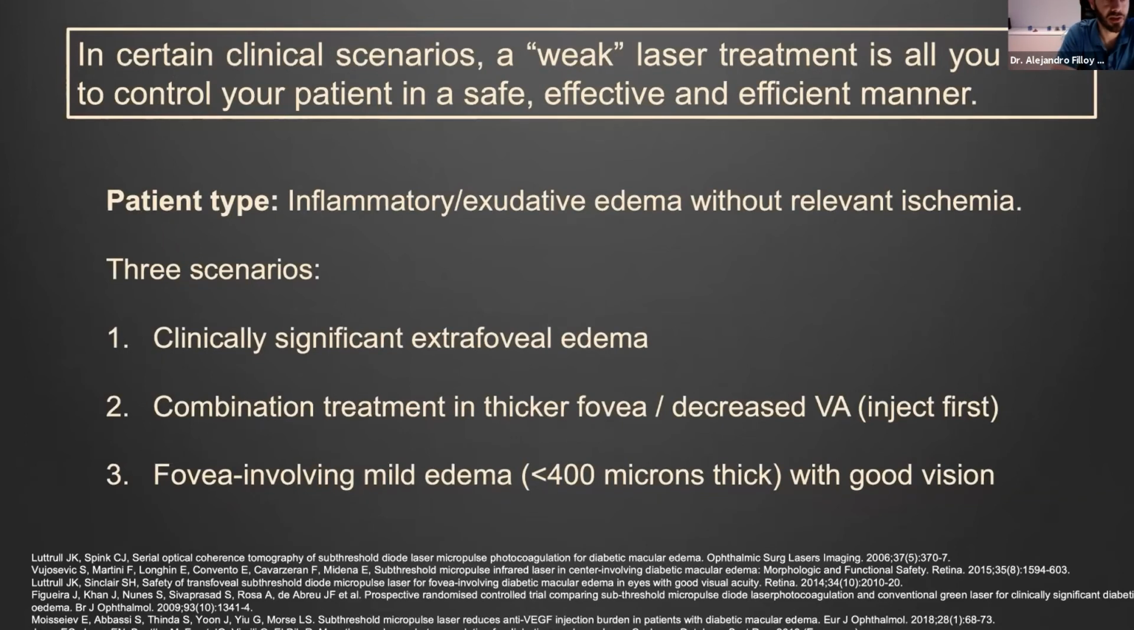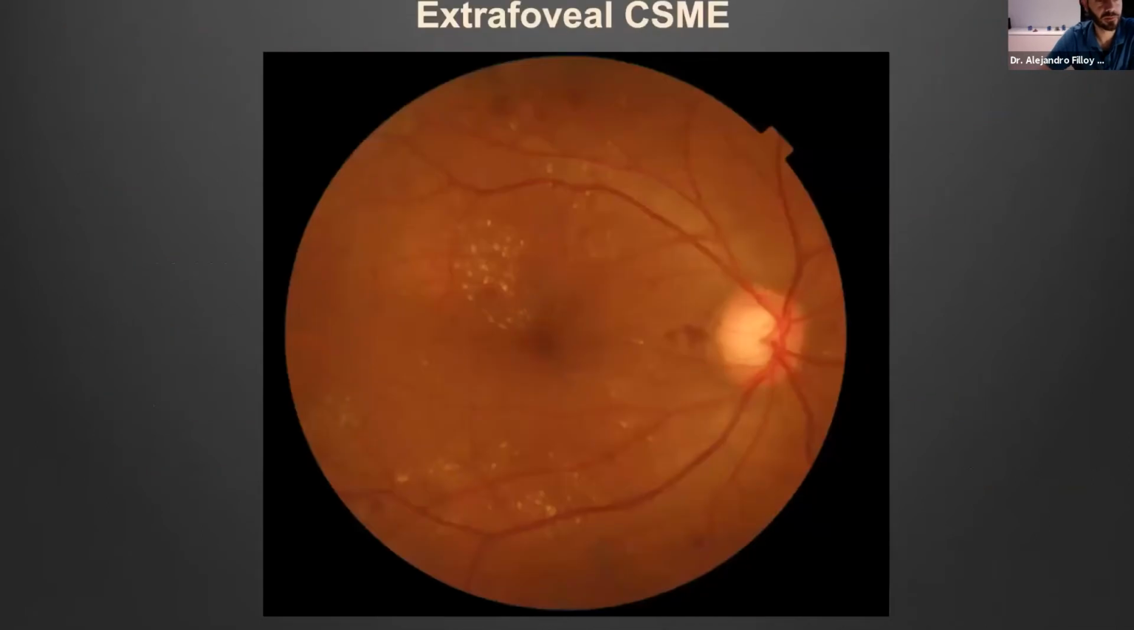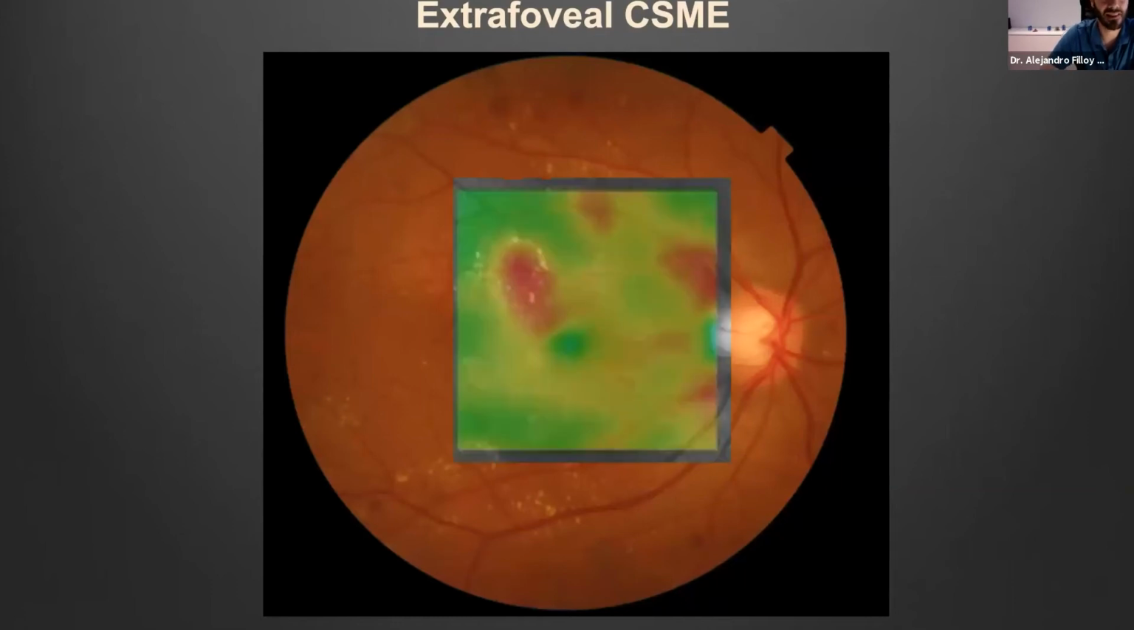Which diabetic patients benefit from subthreshold laser in my experience? Well, I'd say those presenting with an edema of inflammatory or exudative origin. I mean, without a relevant ischemic component. And that leaves us with 3 scenarios, which I am going to illustrate with examples. First of all, the clinically significant extrafoveal macular edema. This edema, like in this case, threatens the fovea, with patients still preserving very good visual acuity.